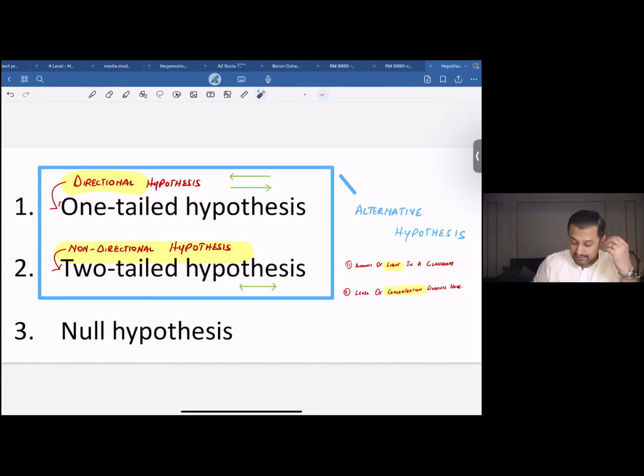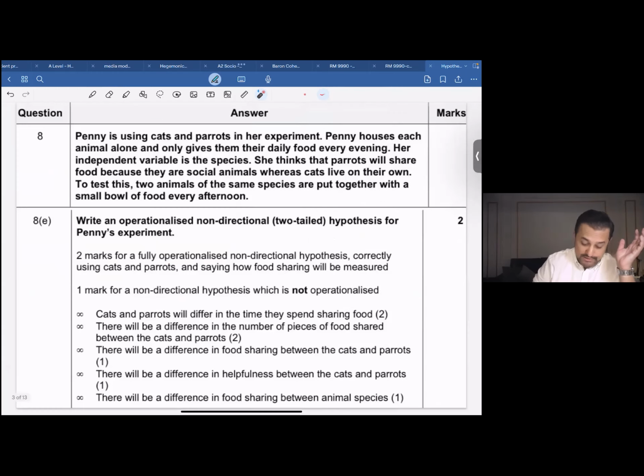So these are the basics that you all need to understand before we proceed. You need to know what a one-tailed hypothesis is. You need to know what a two-tailed hypothesis is. And you also need to know what a null hypothesis is. Let me use these examples so that you understand what sort of questions you've had in the past. And there's always a possibility of you having questions of a similar nature.